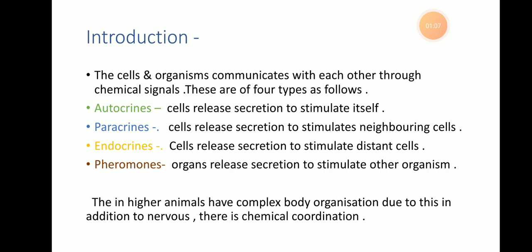Then next signal is the paracrine. So the first is the autocrine, second one is the paracrine. Paracrine means cells release secretion to stimulate neighboring cell.